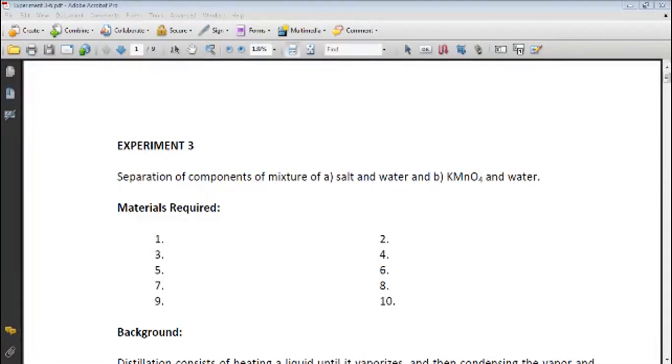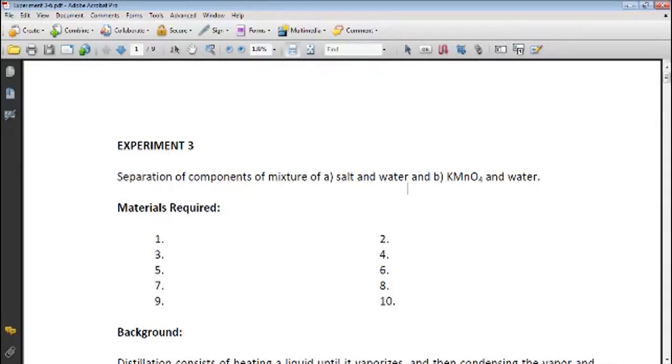This is the experiment which some of you have already performed, so I'm not going to repeat all these experiments. We are just going to decide what type of separation techniques you may use to separate these different mixtures, which have already been explained in the videos. The first one is salt and water, and the second one is KMnO4 and water. KMnO4 is another compound: this is potassium, this is manganese, and the whole molecule is called potassium permanganate. Both are homogeneous mixtures, salt with water and KMnO4 with water.